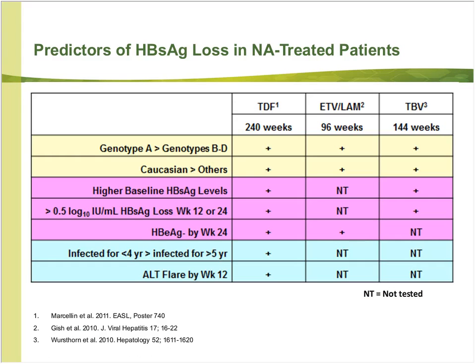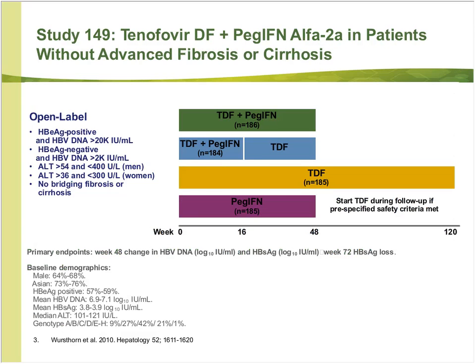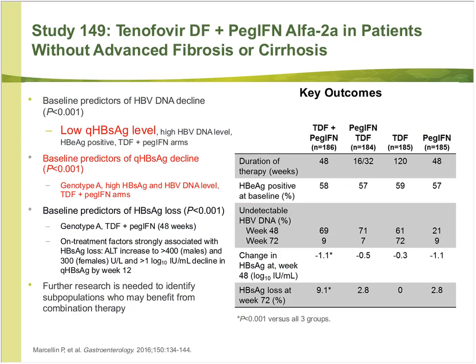We have a series of lab tests, baseline and on treatment, that we're going to use for monitoring our patients. This is a tenofovir study where they combine tenofovir with pegylated interferon in patients with significant liver disease. I'm not going to go into all the different parts of the study design, but I'm just going to say that there was a hint that combination therapy resulted in a higher rate of S loss. But you really have to look at patient characteristics.